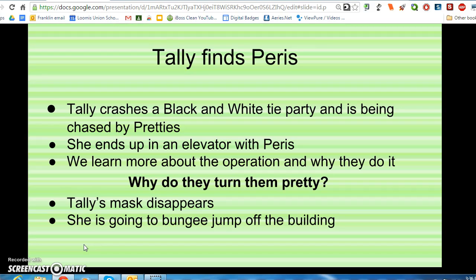We found out too when Tally runs into Paris that he doesn't have his scar anymore from when they became blood buddies, so that we know his entire skin is replaced. So this sounds like a pretty extensive operation. We also know that he kind of thinks that she's still little and still a kid. During this conversation, Tally's mask disappears. It gets recycled into the elevator, and so she has no way of escaping. And Paris tells her she's going to have to bungee jump off of the building.